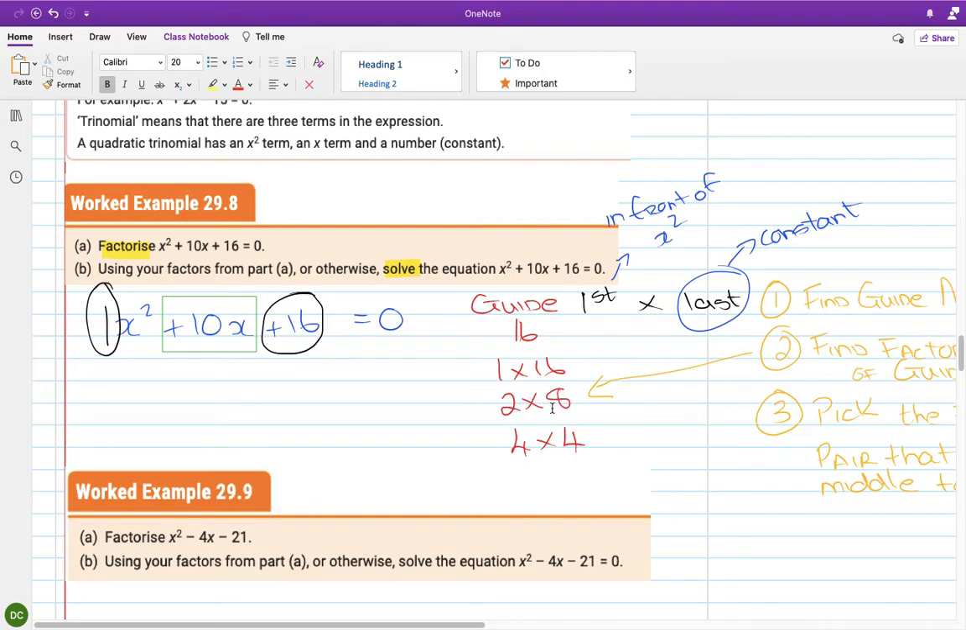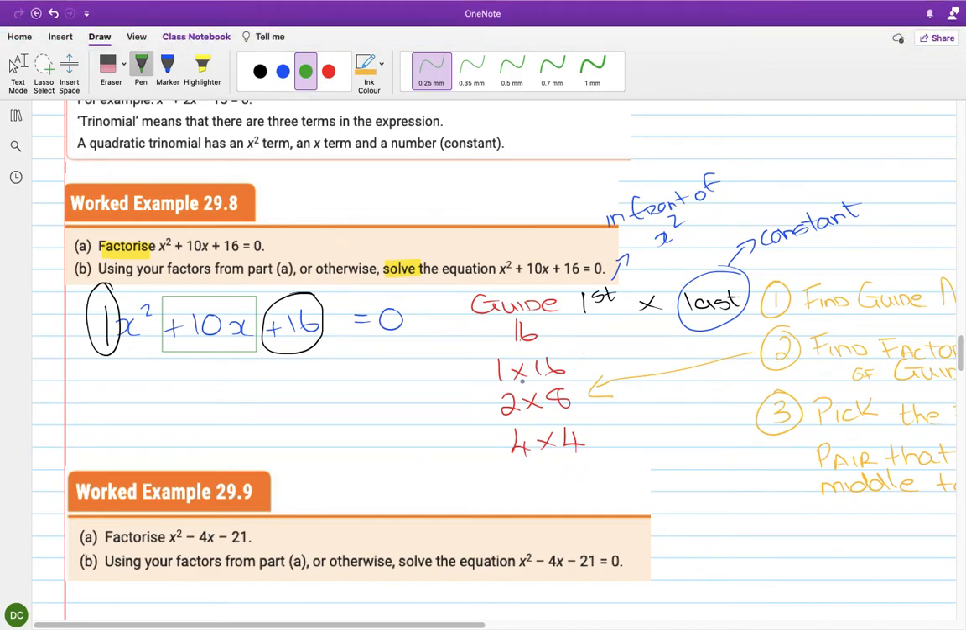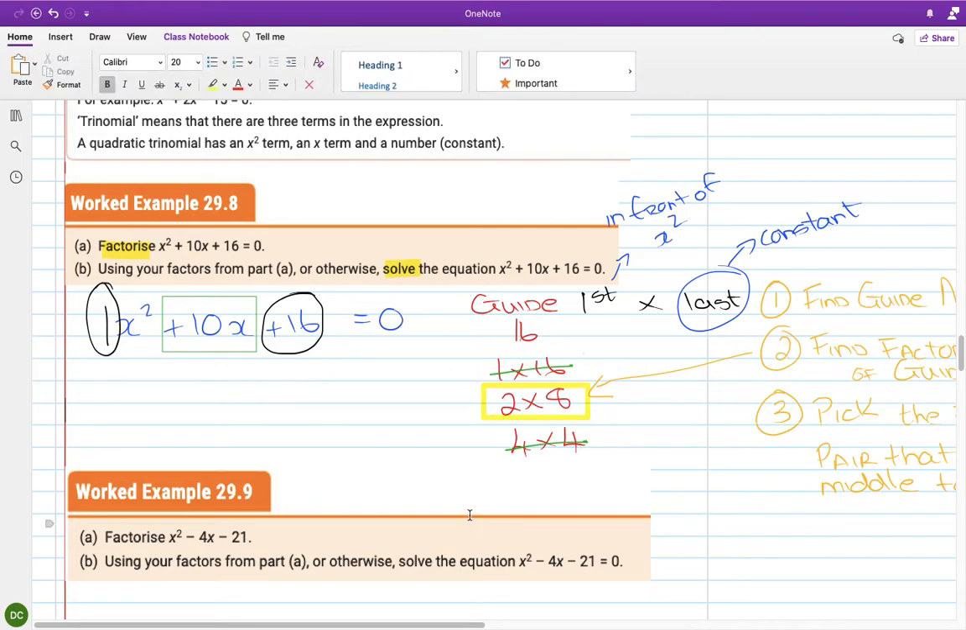So that will work. And you just have to check that the other one won't work. So if we add 4 and 4, we get 8. So that doesn't work. Okay, so this one won't work. This one won't work, which means we're going to use this one here.